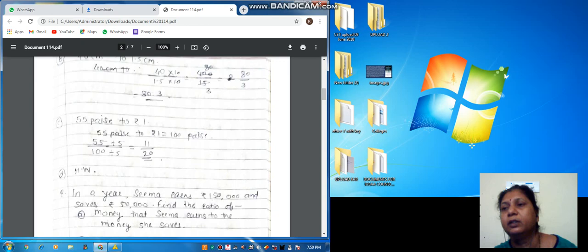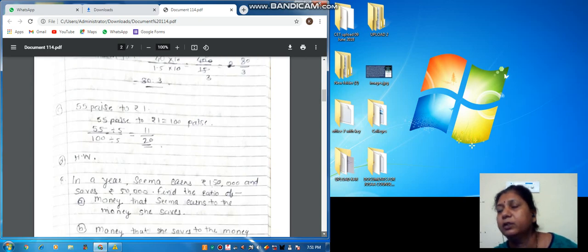Now next example, 50 paisa to 1 rupee. So paisa is as it is, 1 rupee we have to convert it into paisa, that is 1 rupee is equal to 100 paisa. So 55 upon 100. So both should be divisible by 5. So 5 1s are 5, and here 100 divided by 5 we get 20, that is 11 upon 20. Okay. So the D example I have given as homework.